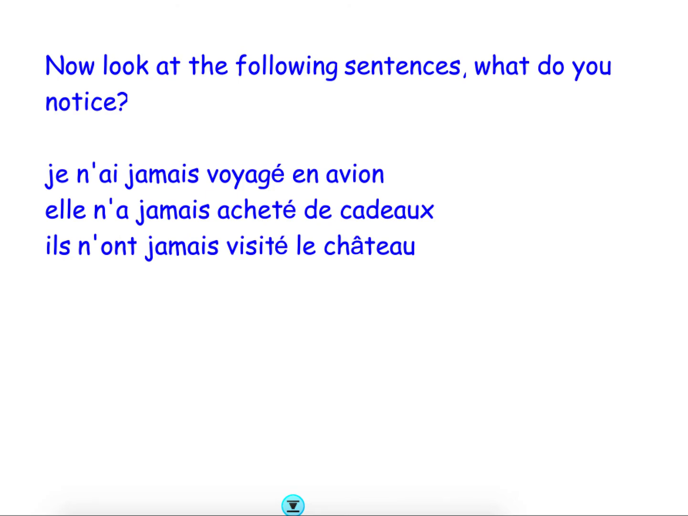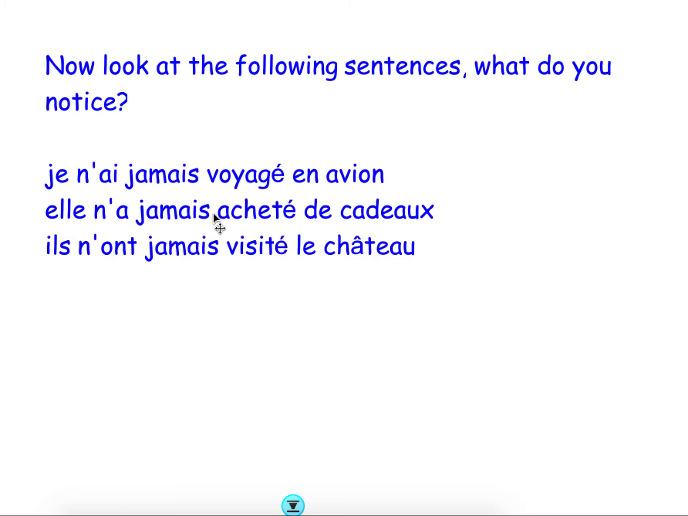So, moving back to jamais, let's do a bit more work with this. We can see ne and jamais wrapped around the part of avoir here. What I would like you to do is pause the video just now and translate these three sentences. Now, you might have noticed that we touched on these earlier in the video. So, the first sentence, je n'ai jamais voyagé en avion. I never travelled by plane, or I have never travelled by plane.